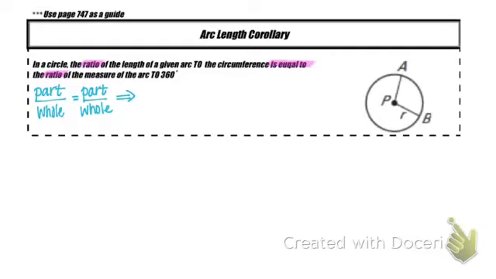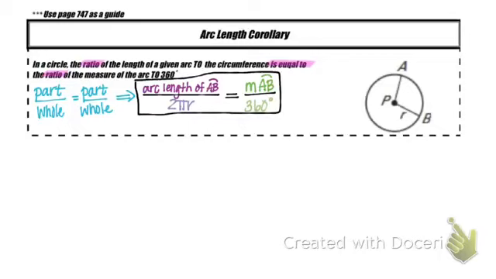So in a circle, the ratio of the length of the given arc, so the arc length of AB, that's the part of it, over 2 pi r, which is the circumference. Remember, the arc length is a part of the circumference. So we have the part over the whole is equal to the measure of the arc AB over the measure of the whole entire circle, which is 360 degrees. This is the main formula that you're going to need. So put a box around that formula. Let's explain what these are.